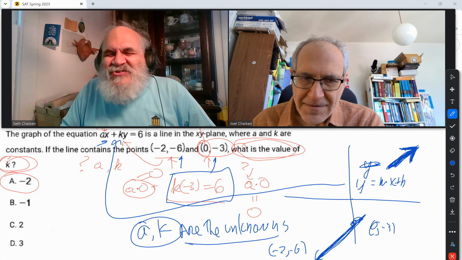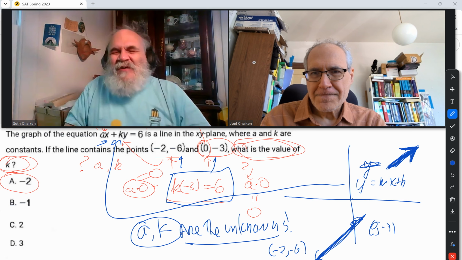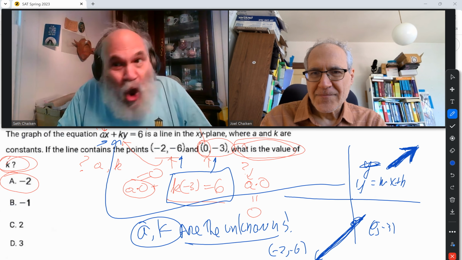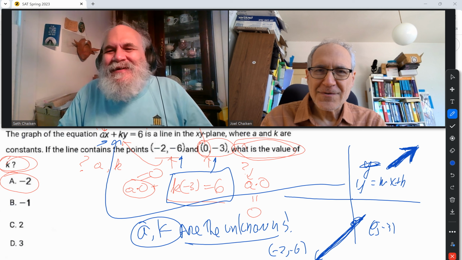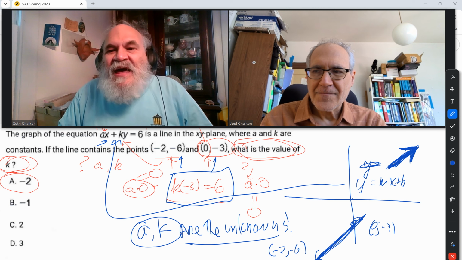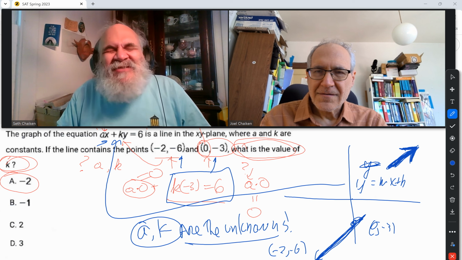When you have two equations and two unknowns, you always solve for x and y. No, that's not true. It is absolutely true that we have two equations and two unknowns, but the names of the unknowns are completely unpredictable. They're not x and y.